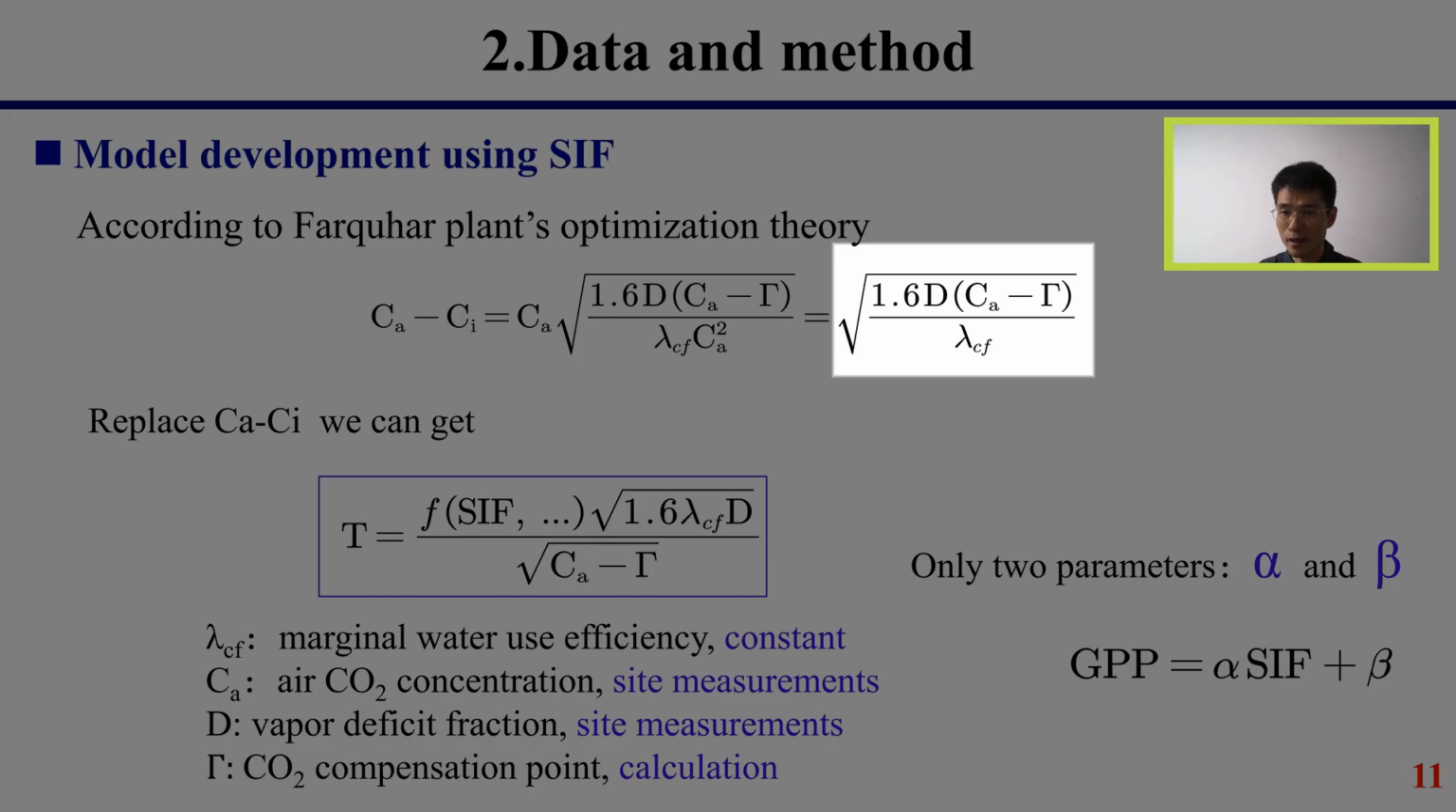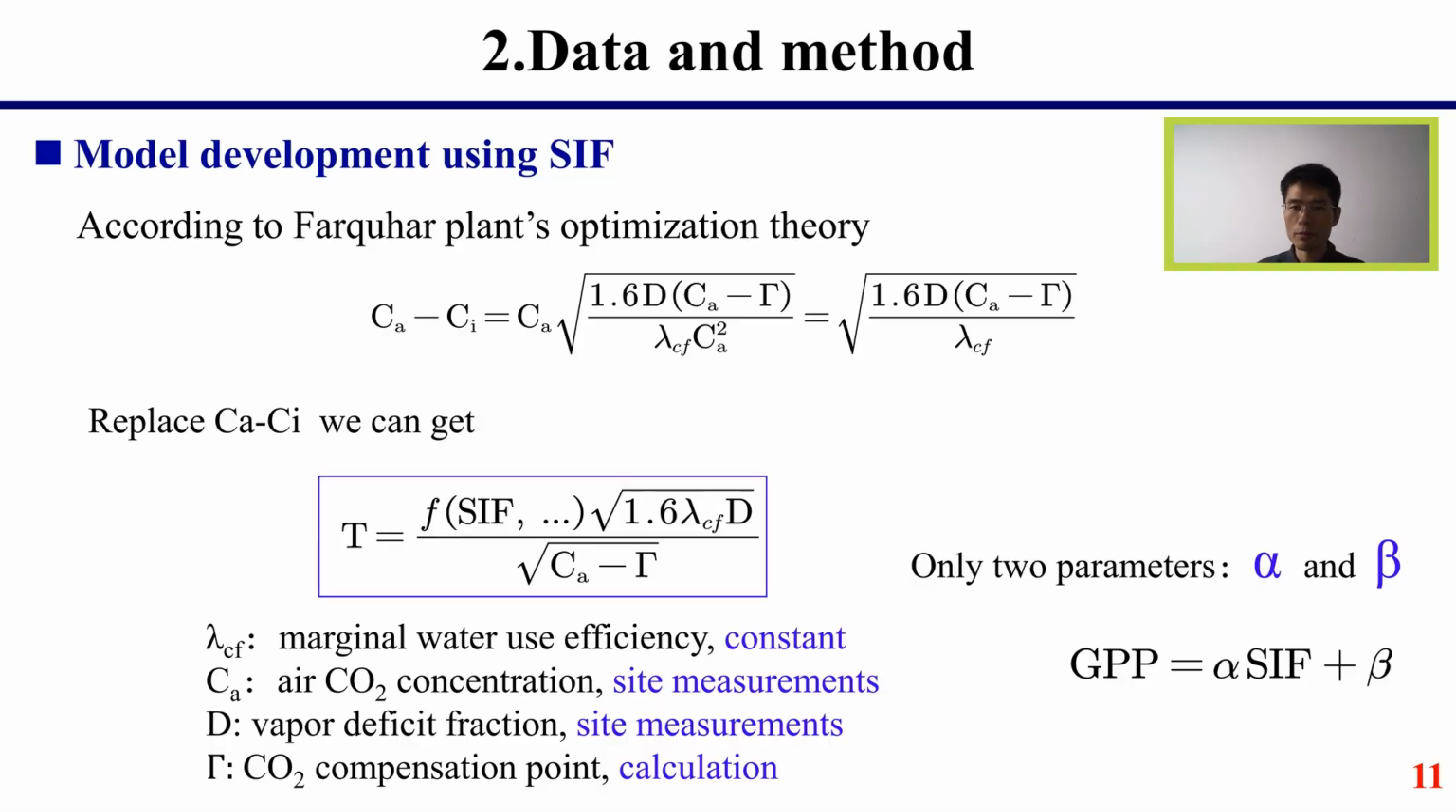Ca is the air CO2 concentration. Tau is the plant compensation point: under this CO2 concentration condition, the photosynthesis equals respiration, so the net CO2 uptake is zero. This tau is related to plant functional type, and it can be viewed as a constant. Lambda CF is the marginal water use efficiency. It is also related to plant functional type, so we can also treat it as a constant. After using this Farquhar plant optimization theory, we successfully remove the unknown variable Ci.